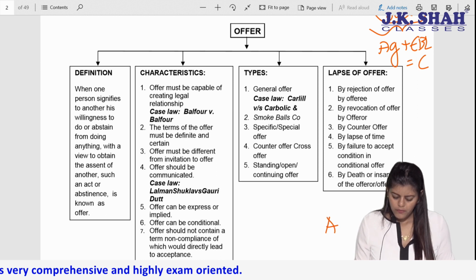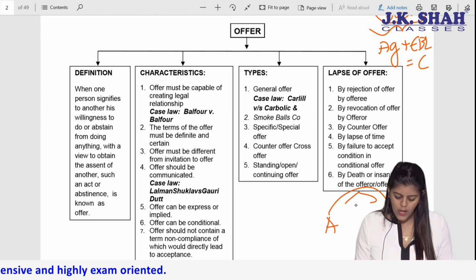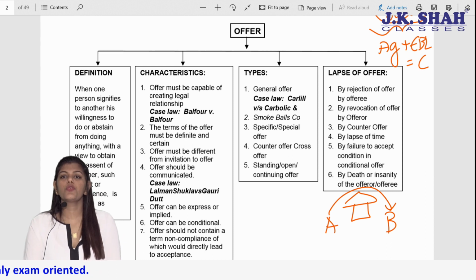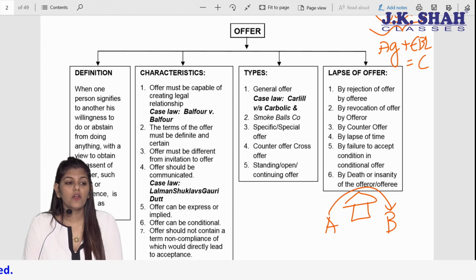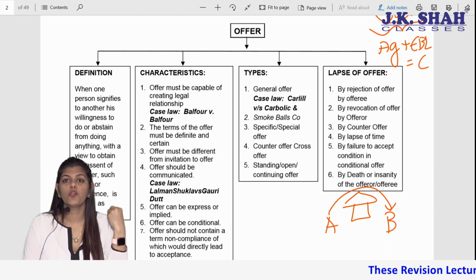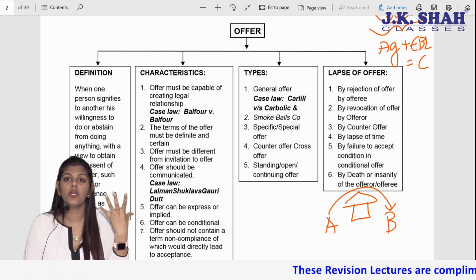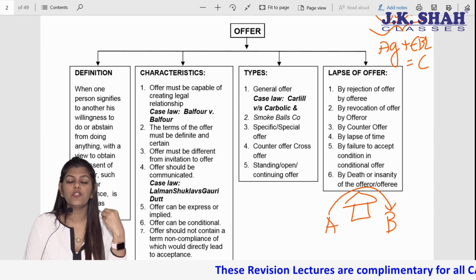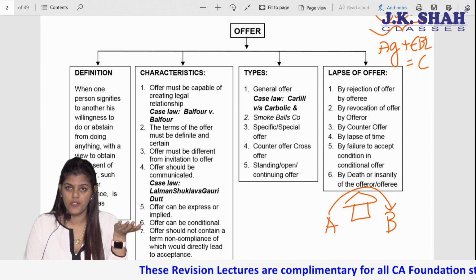A offered his house to B. A wants to sell his house to B, but he cannot simply just stand and smile. If you want to offer something, if you want to say something, or if you want to communicate, you need to speak up or communicate this to the opposite person.